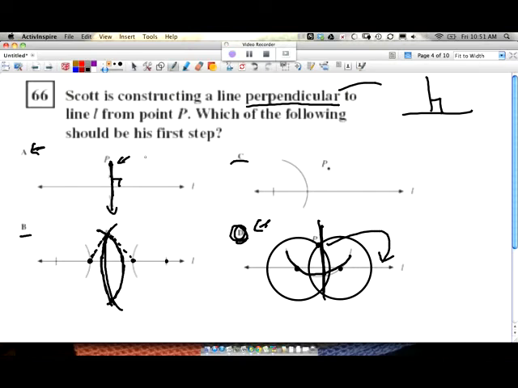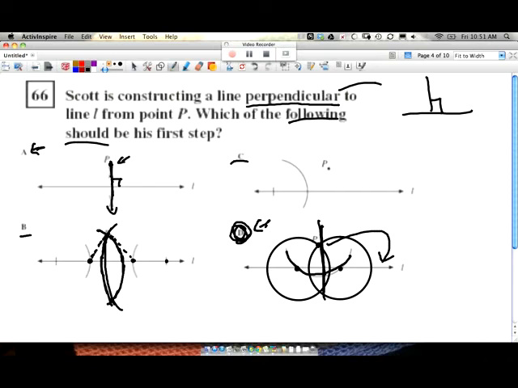So honestly, this is not really a fair question. Because it even says here, which of the following should be his first step? Well, it really depends on what method you want to use. I would probably choose D, just because that's one that stood out to me. But honestly, all three of them could work.